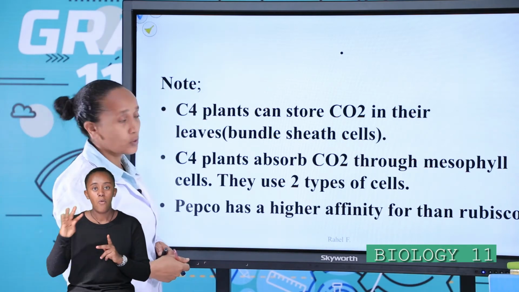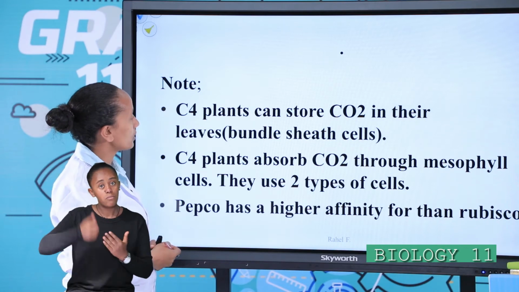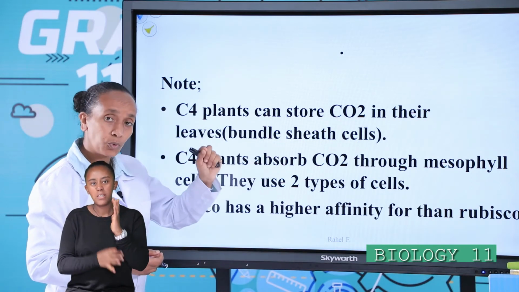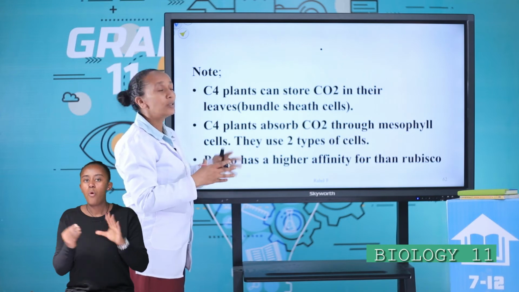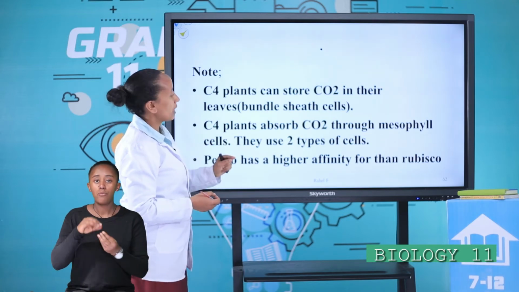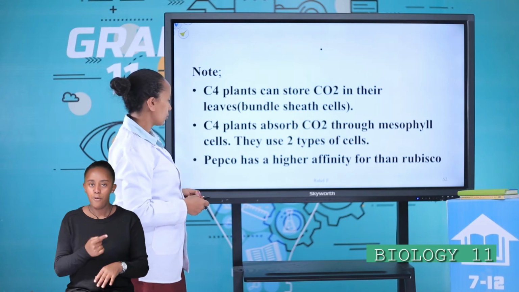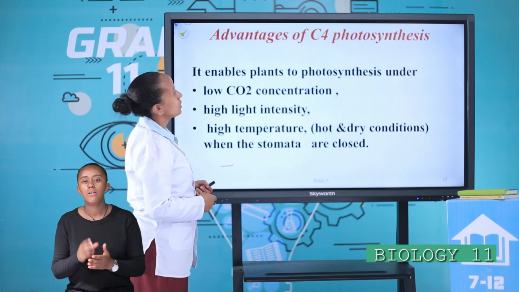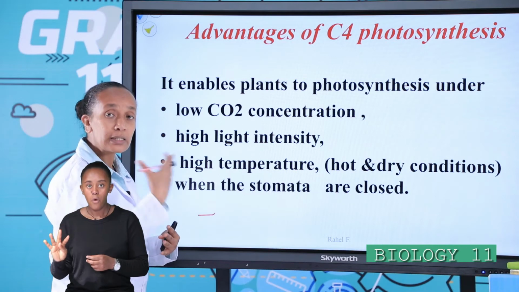Okay, C4 photosynthesis, as we said, occurs in plants that are adapted to hot environments. The main point in this process is that C4 plants can store carbon dioxide in their leaves, in the bundle sheath cell. This is a very important point, because if atmospheric carbon dioxide increases or decreases, there is no effect on C4 plants because they already store carbon dioxide in their leaf. In addition, C4 plants absorb atmospheric carbon dioxide through mesophyll cells, because PEPCO has higher affinity for carbon dioxide compared with that of Rubisco. Therefore, here we have the advantage of C4 photosynthesis over C3 photosynthesis.